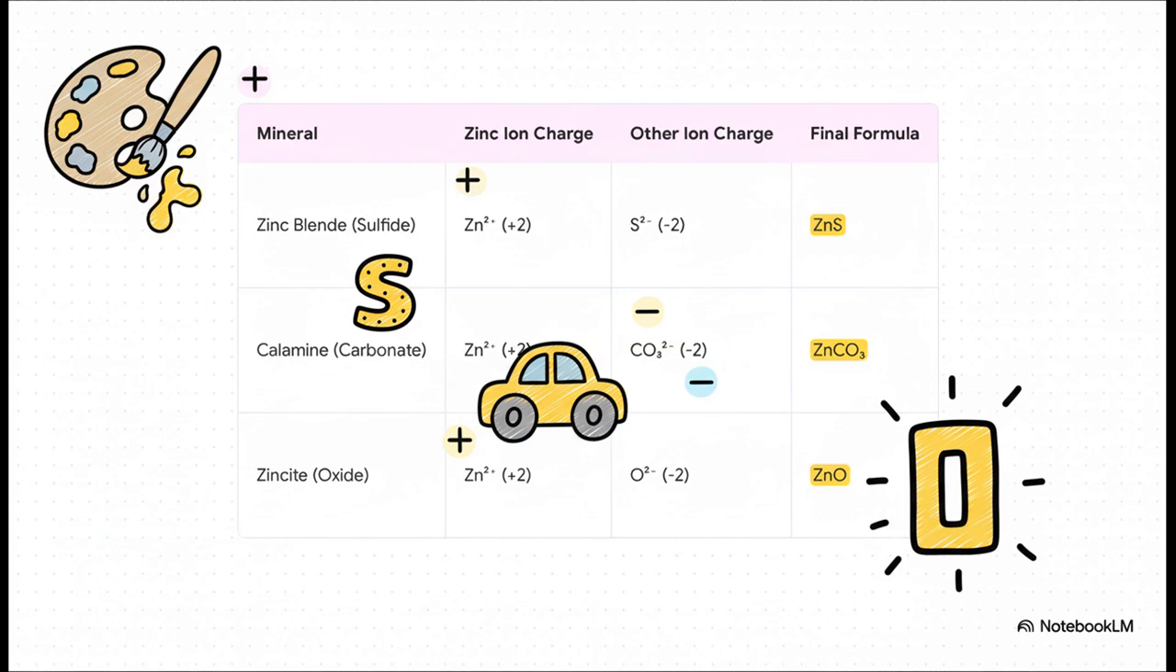Just look at this. The sulfide ion in zinc blend, it has a -2 charge. The carbonate ion in calamine, it's got a -2 charge. And the oxide ion in zincite, yep, a -2 charge. In every single one of these cases, zinc's +2 charge is perfectly balanced by the other ion's -2 charge. They just cancel each other out, which is why we only need one of each. And that gives us those super simple one-to-one formulas. The story was hiding the science all along.